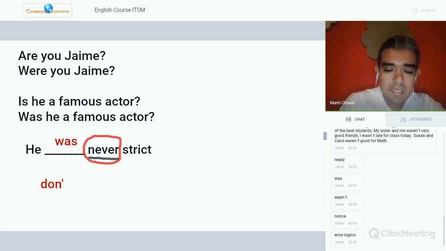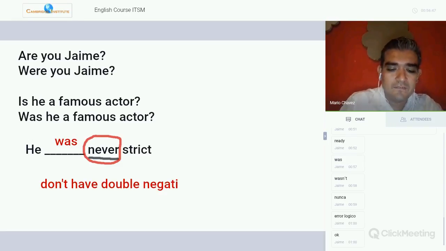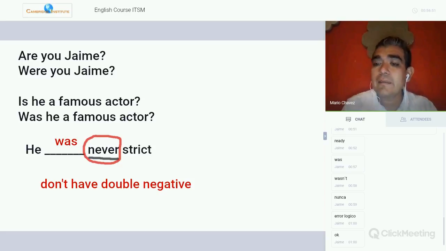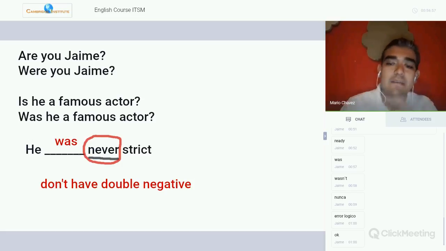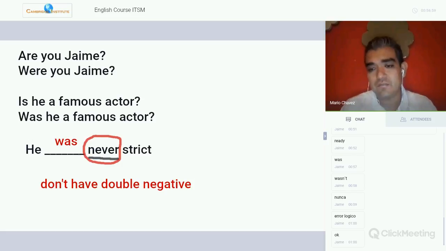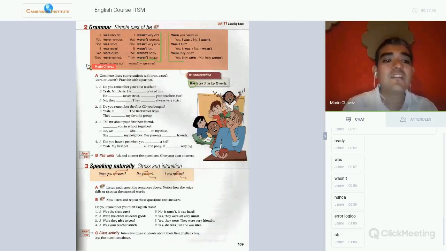We don't have double negative. Okay? No hay que poner dobles negativos. No hay que doble negar, ¿verdad? We only say he was never strict. Él nunca era strict. Right? Error lógico. Yeah, I know. Don't worry. Okay? So we might say he was never strict.